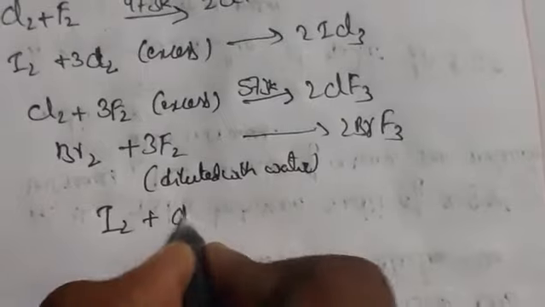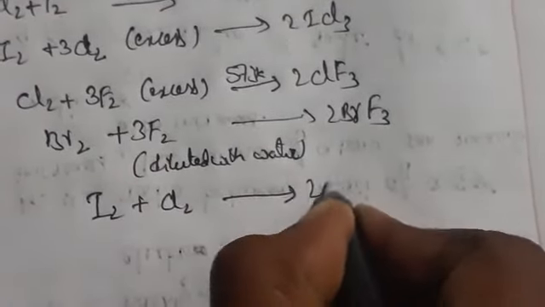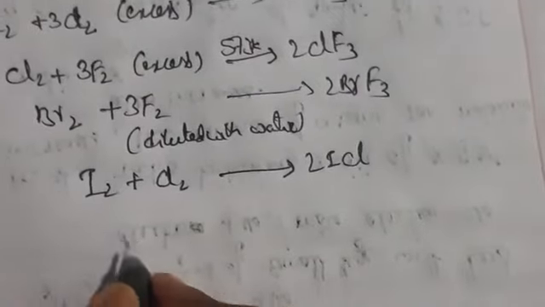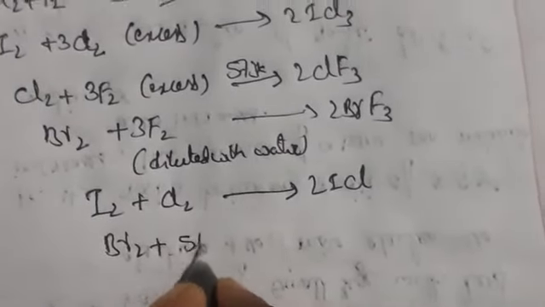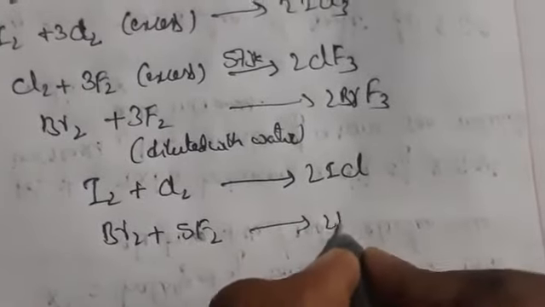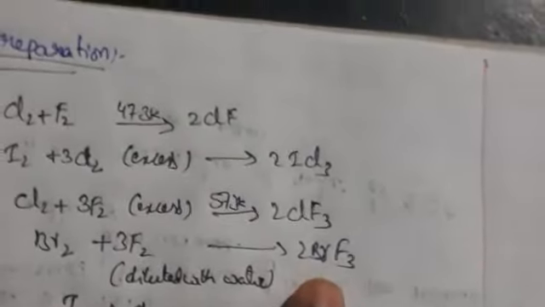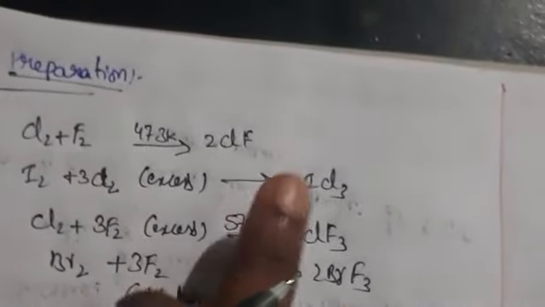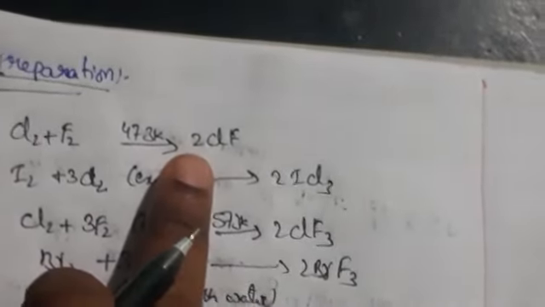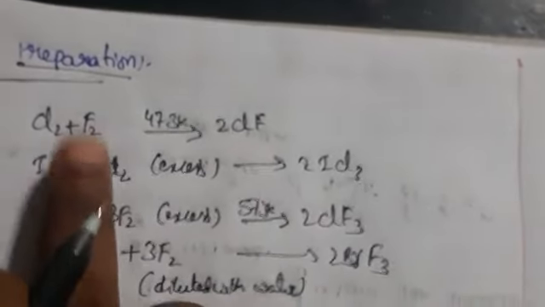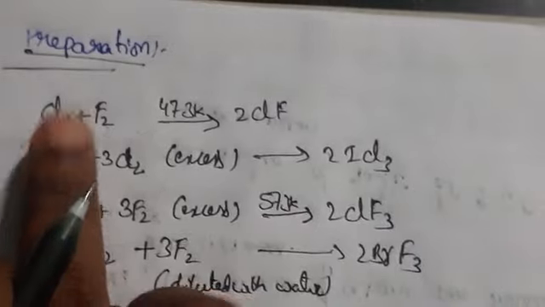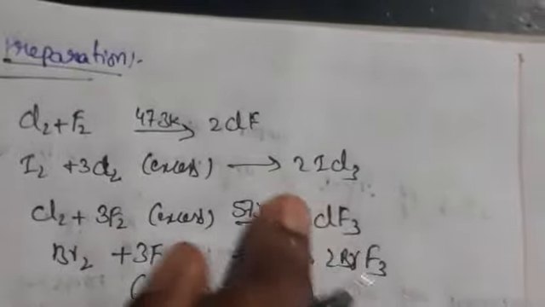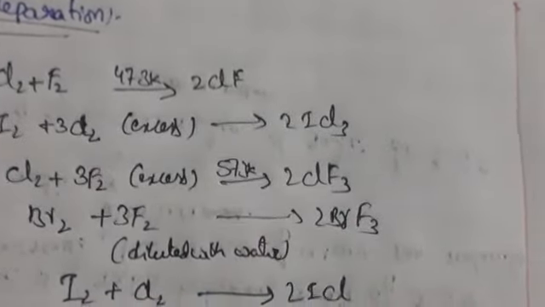I2 plus Cl2, in equimolar amounts, gives 2ICl. Br2 plus 5F2 gives 2BrF5. Okay, so generally, as I told you in the definition, when two different halogens react they form an interhalogen compound. Here one has more size and the other has very small size, as you have observed. These are the preparations under certain conditions.